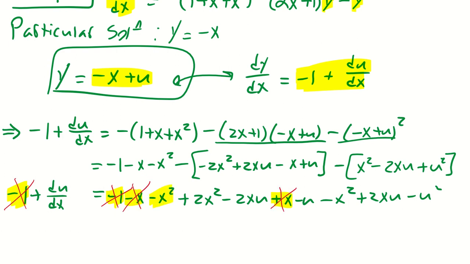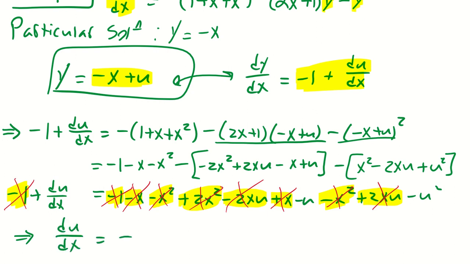We have a minus x squared. We have another minus x squared, so we have a minus 2x squared. But here we have a plus 2x squared, so those nicely go away. We have this minus 2xu, but here we have a plus 2xu, so that goes away. And so now we have du dx is equal to minus u squared. Great. And that's pretty nice. And we have a Bernoulli differential equation.